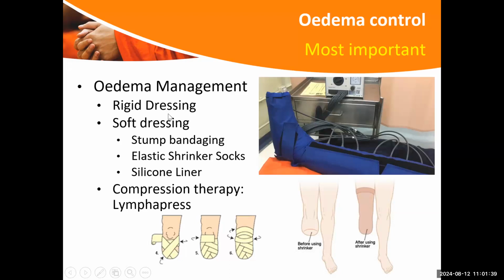Okay, but another thing. So the few things: you can put on a rigid dressing. So I will show you what is rigid dressing. Soft dressing is the, okay, so you do it in a particular way, okay, or a shrinker. So this is the shrinker, okay. So like this.